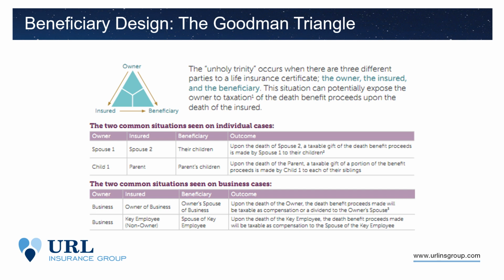Two other common situations seen on business cases: the owner of a policy is a business, the insured is the business owner, and then the owner's spouse is made beneficiary. Again, here we're seeing that the death benefit becomes a taxable compensation or dividend to the owner's spouse. If the individual made themselves the beneficiary, then it would be tax-free and pass, and then they could pass that along to the owner's spouse.